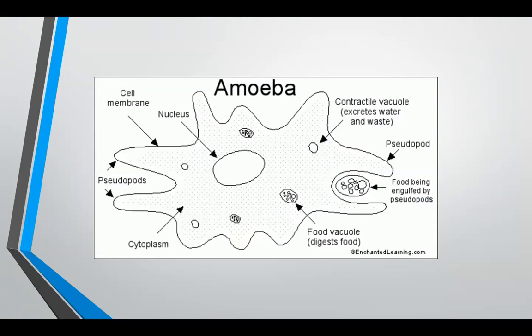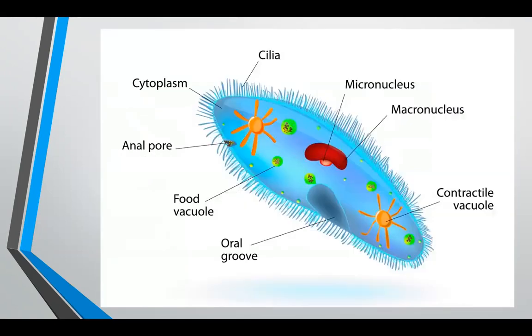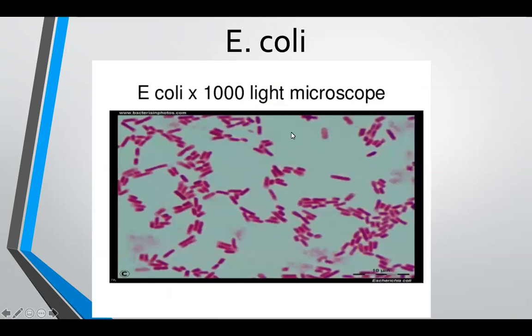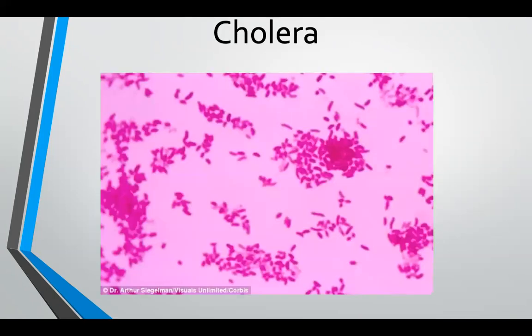Here's a look at the cytoplasm and nucleus and the cell membrane of an animal cell, an amoeba actually, and then this is what it would look like in artistic rendition. Here's a look at a cell with cilia and all of the structures within. Here's a look at E. coli seen under 1,000 times magnification. Here's a look at cholera.